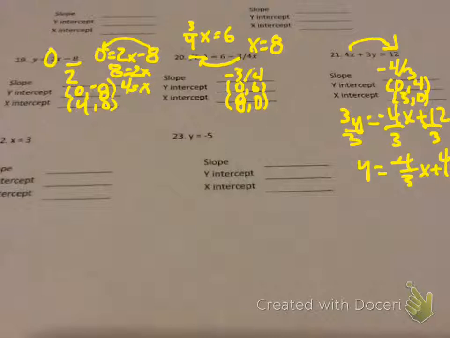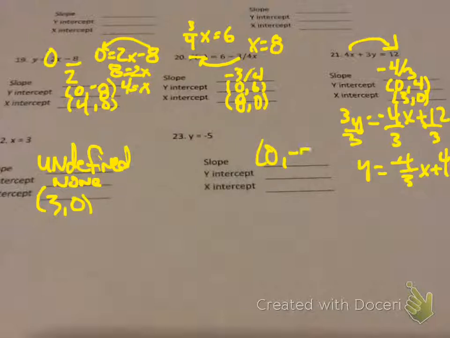Okay, x equals a number. This is the one with a slope undefined. So this is something to add to your notes. X equals a number, the slope is undefined. There is no y-intercept, and the x-intercept is that number that the x is equal to. Y equals negative 5, that's 0, negative 5. I have no clue why I put that there. Actually, I meant the slope is 0, the y-intercept is 0, negative 5, and there's no x-intercept. So that's something maybe you can add to the note card about how y equals a number has certain characteristics and x equals a number has certain characteristics.